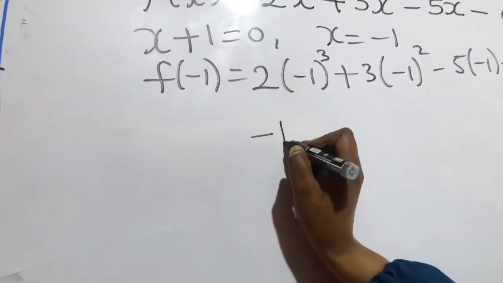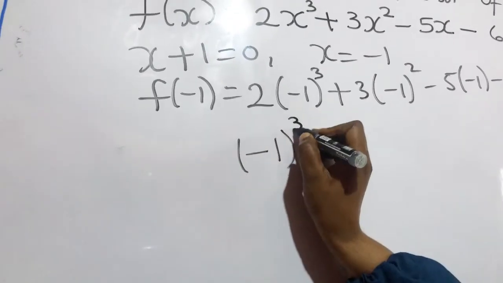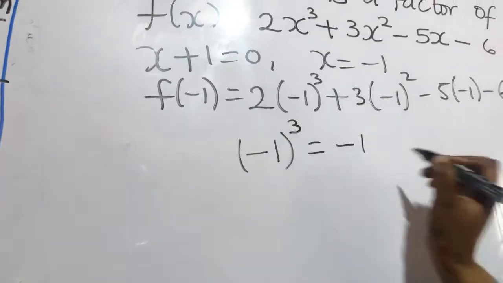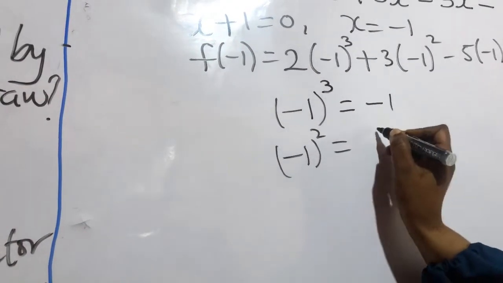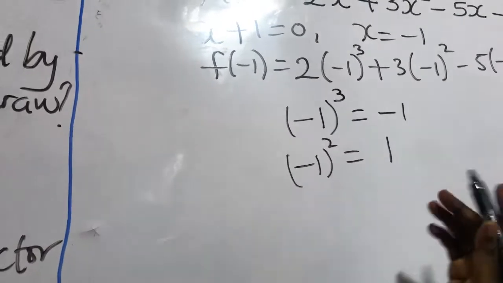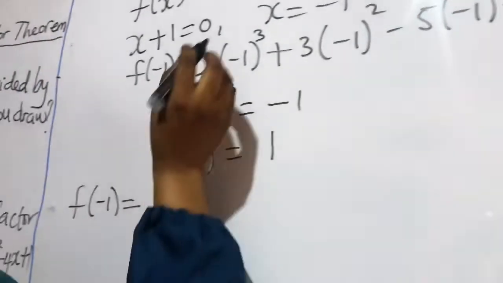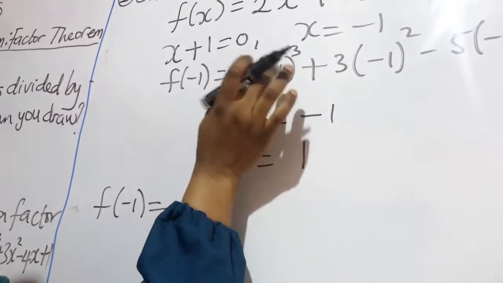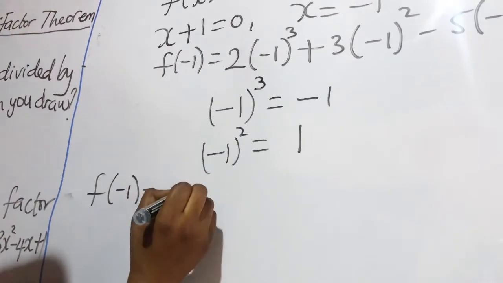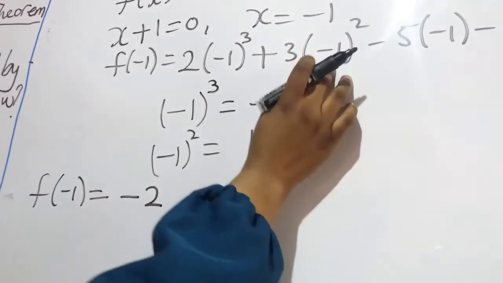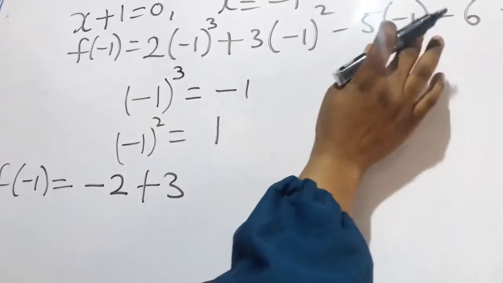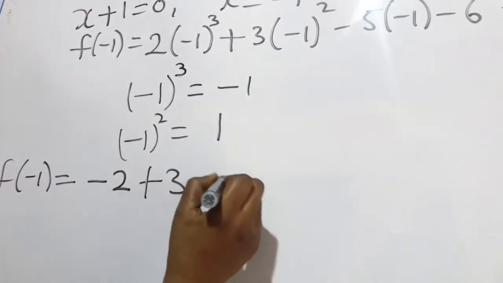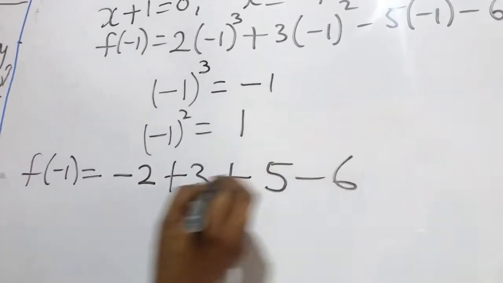There's one thing that I want you to note here. If minus 1 is raised to an odd power, it still gives minus 1. If it is raised to an even power, then it is equal to positive 1. So note that. So f of minus 1 will now be equal to, this one gives minus 1, so multiply it by 2, it gives minus 2. This one gives positive 1, so multiply it by plus 3 gives plus 3. Then minus 5 multiplied by minus 1 gives plus 5, then minus 6.